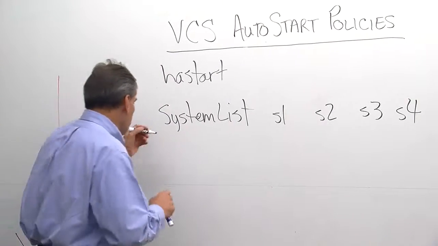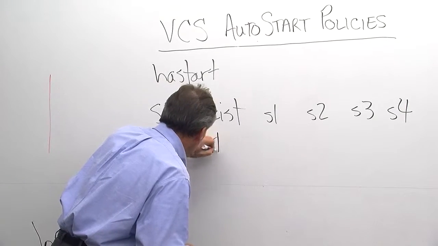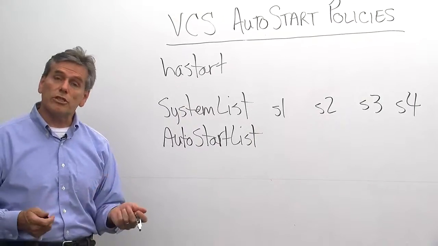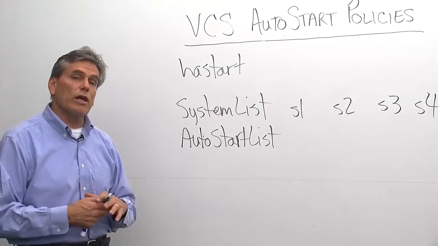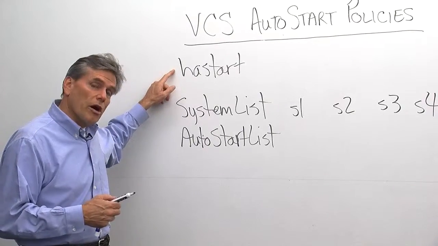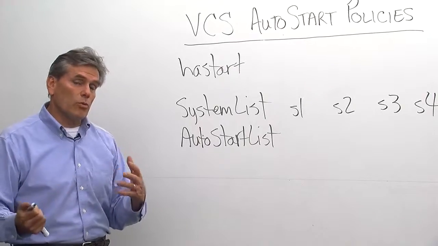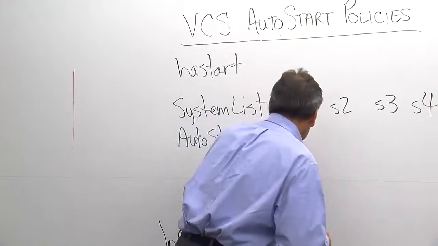So there's another attribute, very similar to system list, called AutoStart List. That's the set of systems that you want the service group to start up on at HA start time. Now, whether it starts up on one system or multiple systems depends on what type of service group it is.